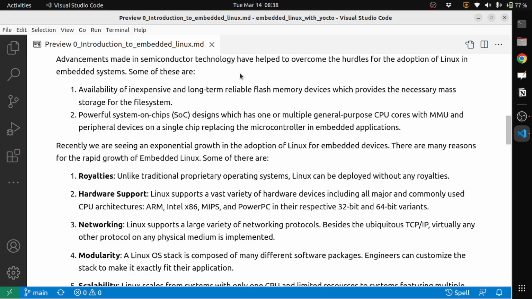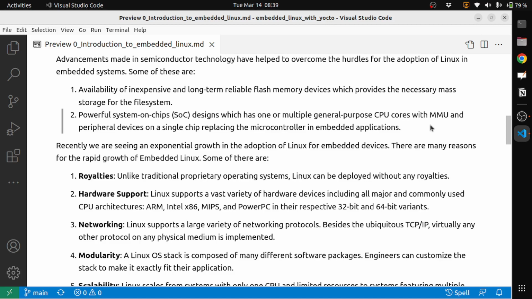Recent advancements in semiconductor technology have helped to overcome the hurdles for adoption of Linux in embedded systems. So what are these hurdles? Some of these hurdles are the availability of inexpensive and long-term reliable flash memory devices, which provide the necessary mass storage for the file system. The next hurdle is the powerful system on chip designs, which have one or more general purpose CPU cores with MMU and peripheral devices on a single chip, replacing the microcontroller in embedded applications. Linux requires an MMU, the memory management unit, which was not available in earlier embedded devices or microcontrollers.